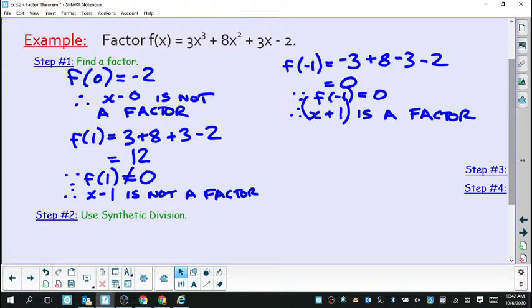Step number 2. Use synthetic division. Who loves synthetic division? Yeah. Well, not everybody put their hand up. Who doesn't even like putting their hand up when I ask questions? There you go. There's an oxymoron. The true people who don't like putting their hands up still didn't put their hands up. Yeah. That's right. That's true.